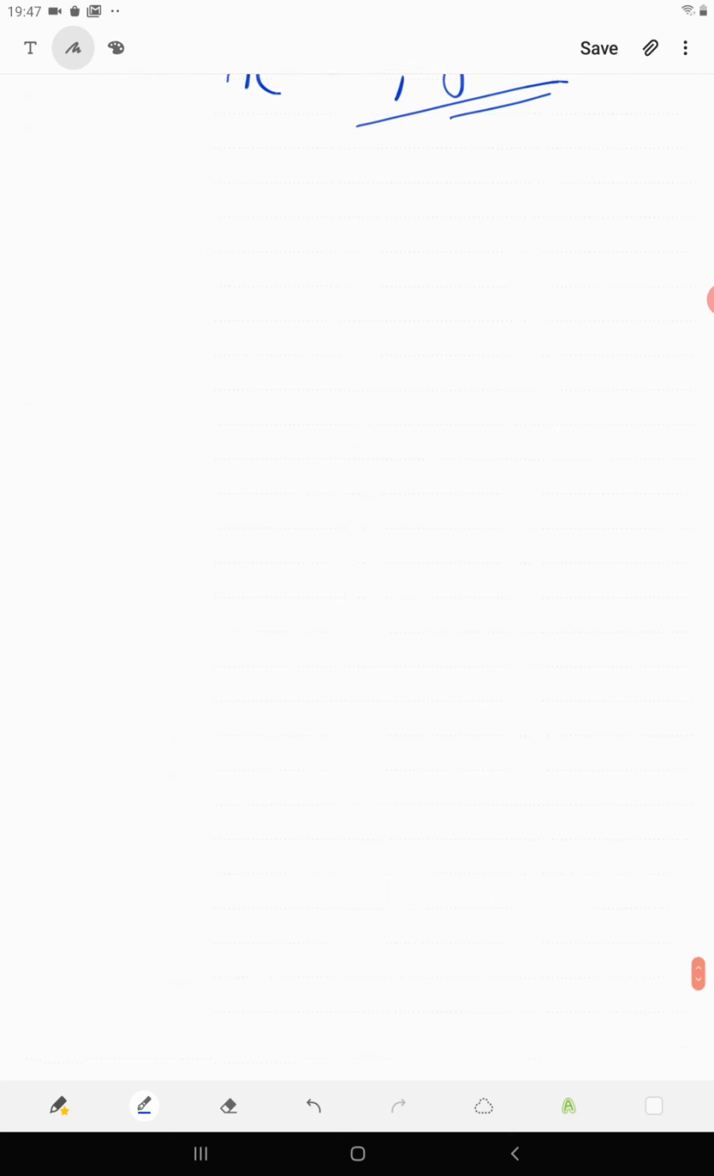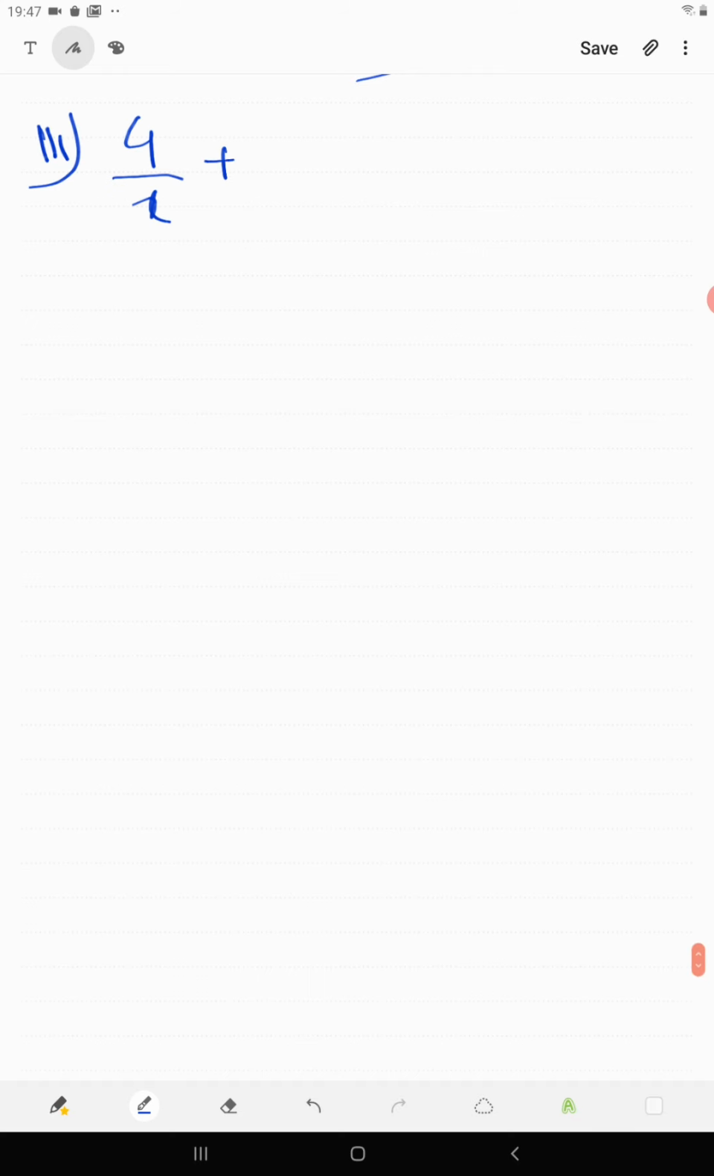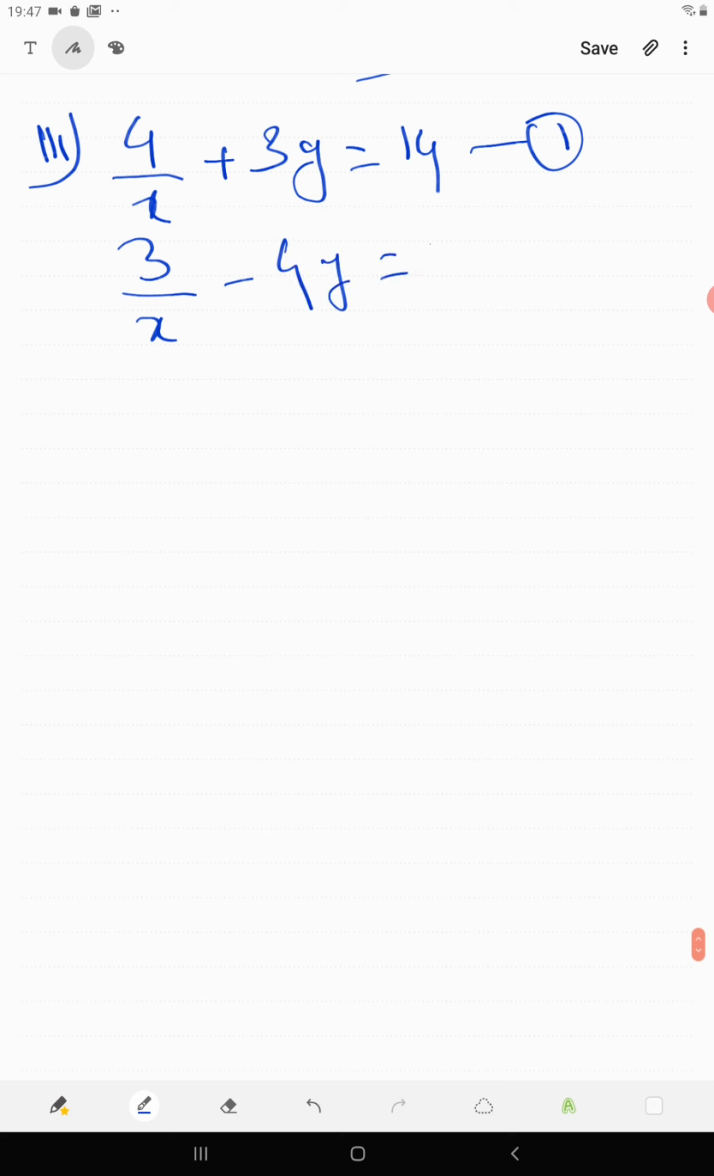Now let's do the third problem. So the third problem is 4 by x plus 3y equals 14. This is equation first. And 3 by x minus 4y equals 23. This is equation second.